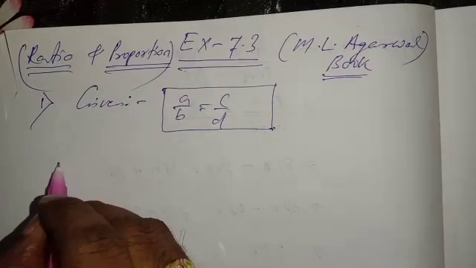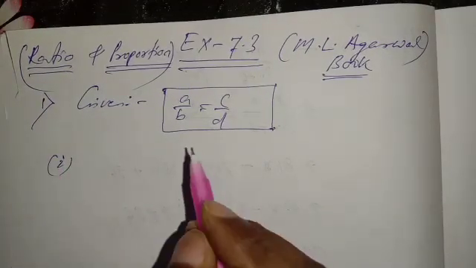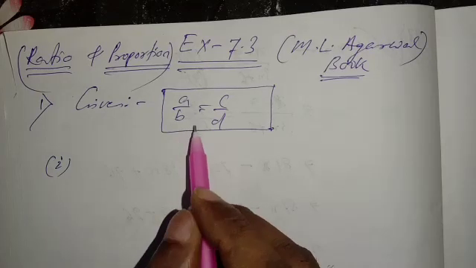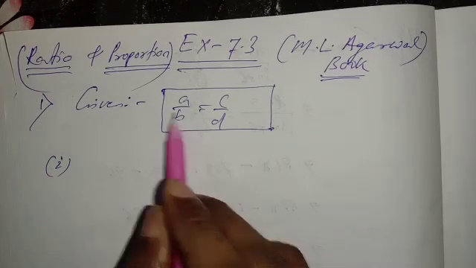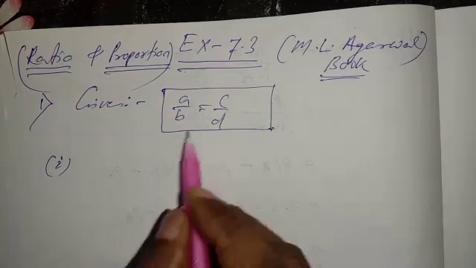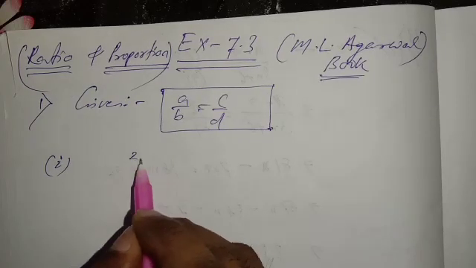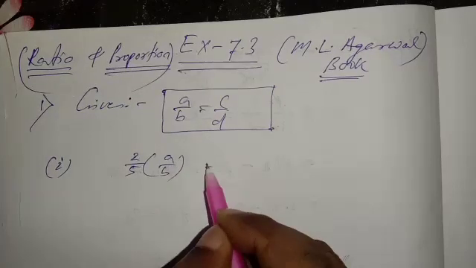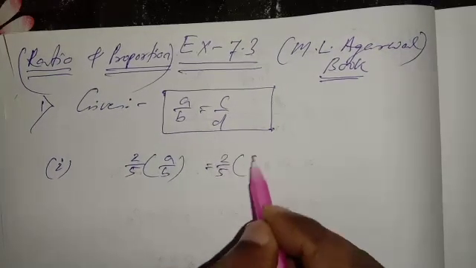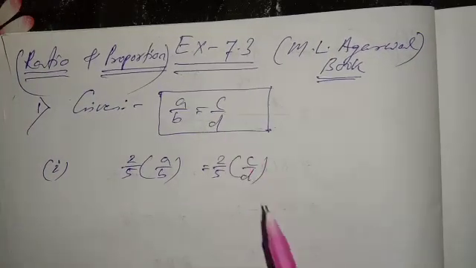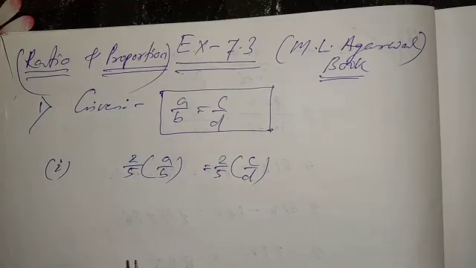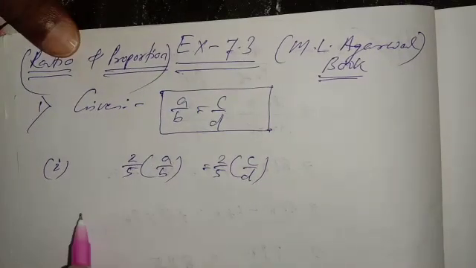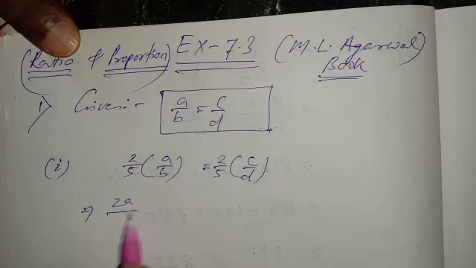To prove first part, you have to multiply 2 by 5 both sides of the given part. If I multiply 2 by 5 with a by b and 2 by 5 with c by d, this is given. Now multiplying 2 by 5 both sides, how much are you getting? 2a by 5b equal to 2c by 5d.